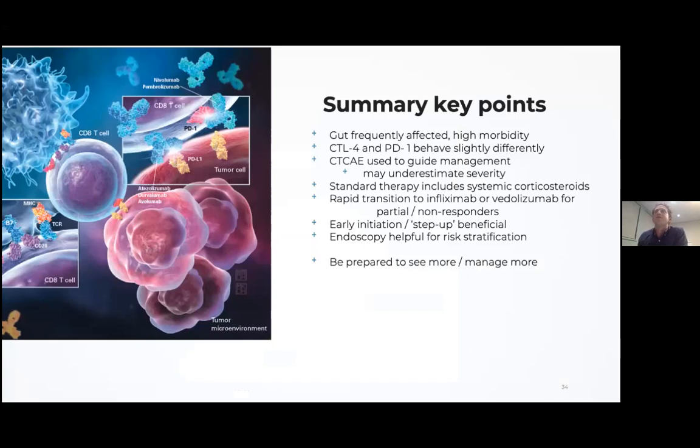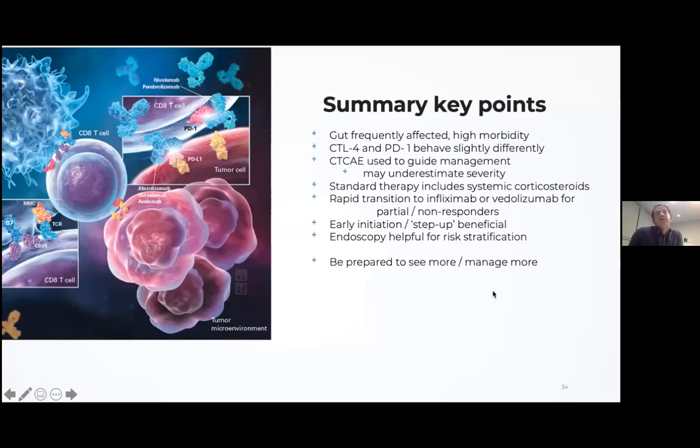The gut is frequently affected, and it's going to engage us. Anti-CTLA4s and anti-PD1s and PD-L1s behave slightly differently, and it's important to know that. We are using this common terminology to guide management, although not entirely so, because it may underestimate severity. Standard treatment is use of systemic corticosteroids, and the early initiation of that is important. We should prognosticate when we can, and the use of endoscopy is helpful for doing that. And rapidly transitioning to step-up therapies is important.